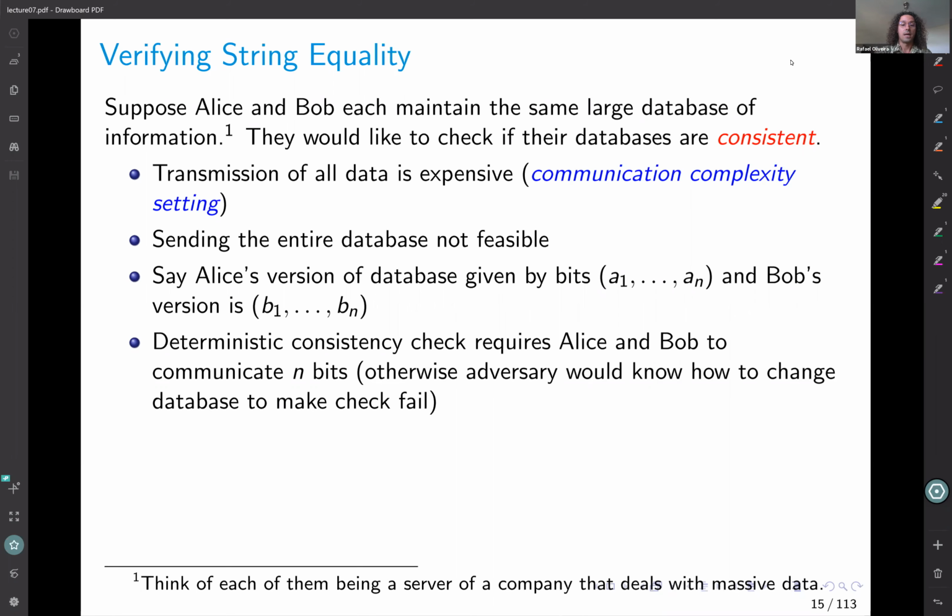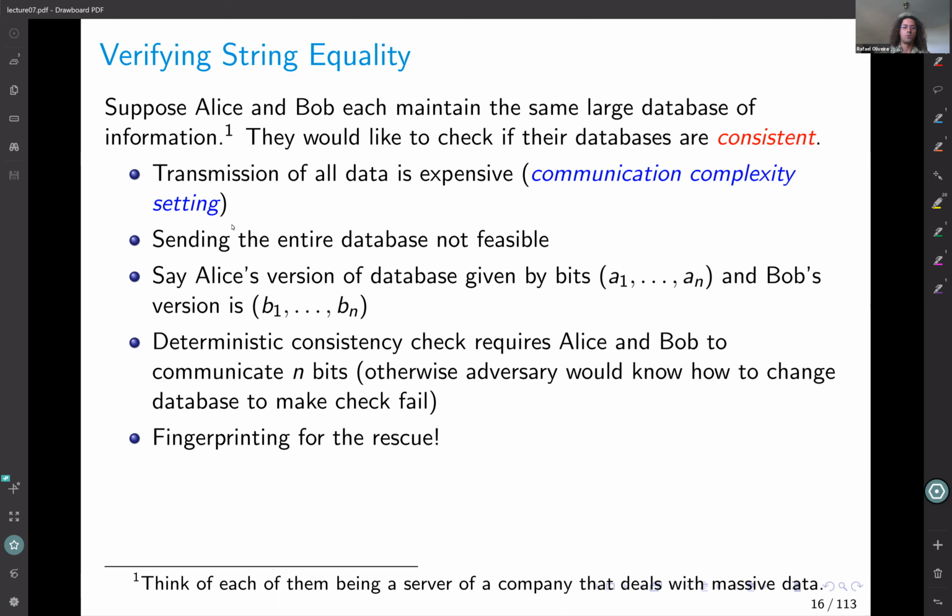So then we definitely don't want to do a deterministic consistency check, right? It's impossible for us to do it without communicating most of our entire database, right? So here's what we do. We're going to introduce randomness, and fingerprinting to the rescue.